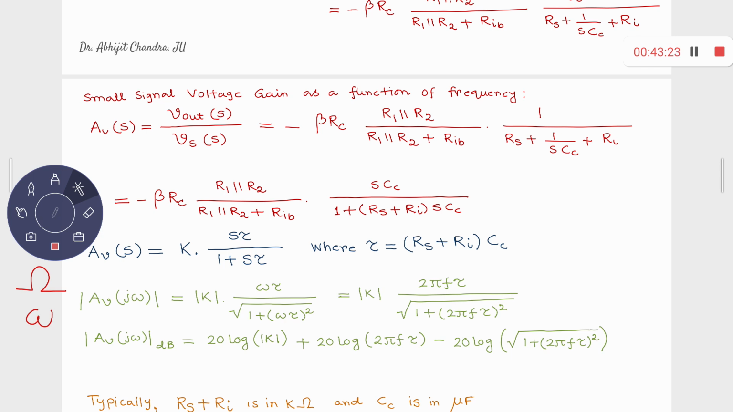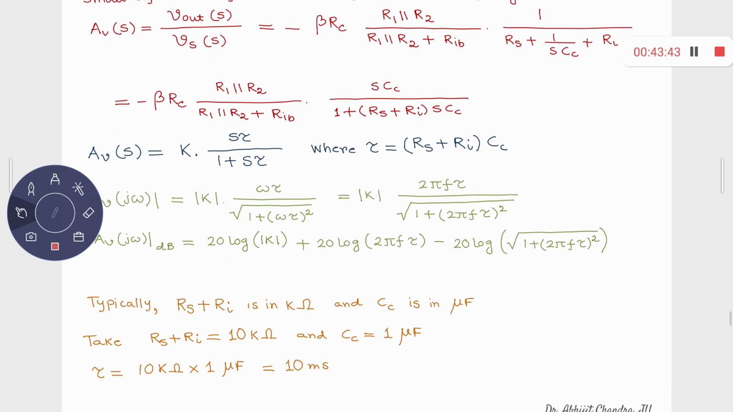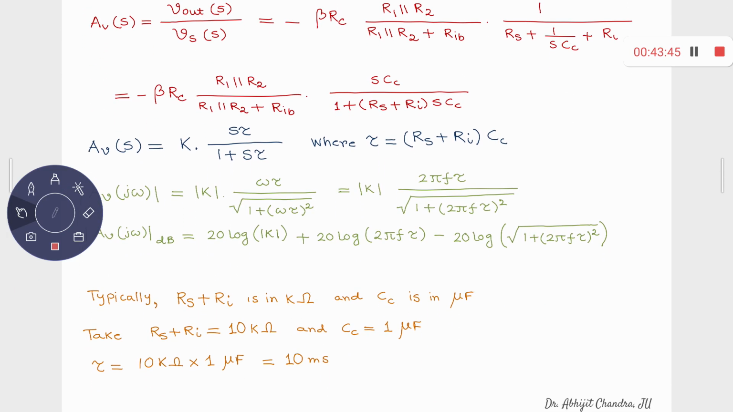Right? If you only take the ratio of the voltage gain, it will be 20 log. If you take the power part, then you have to take 10 log, because here I have taken only the voltage gain part, not the power gain. Okay, fine. What I get typically, I am coming to that.